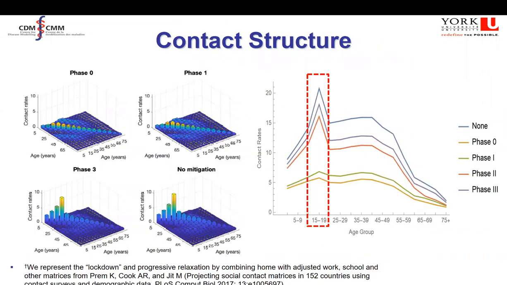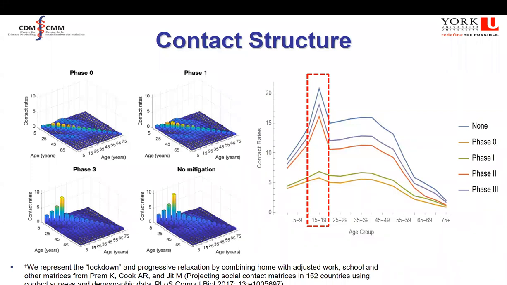Because this model is age structured, we also have to incorporate all the age groups. So we have to incorporate our contact mixing matrix. And so we use the synthetic contact mixing matrices from Prem, Cook, and Jit. And then we also modify these matrices to reflect the public health mitigation strategies that are being used over specific time periods.